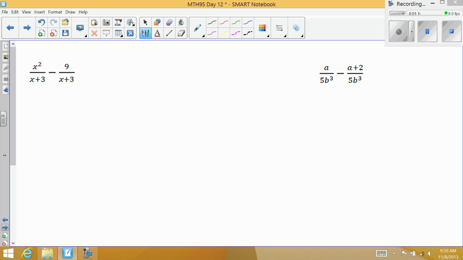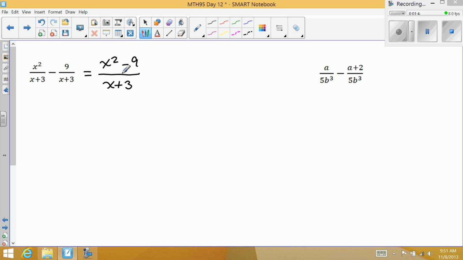Here's a couple more, a little more complicated, but again, the key thing to note about both of these is that there's a common denominator. x plus 3 and x plus 3, 5b cubed and 5b cubed. With subtraction, we do want to be a little careful, so that we don't forget that we're subtracting. So here we'll have x squared subtract 9 over the common x plus 3. A common error is to go ahead and multiply the common denominators together. We don't want to do that. It's simply over the common denominator.